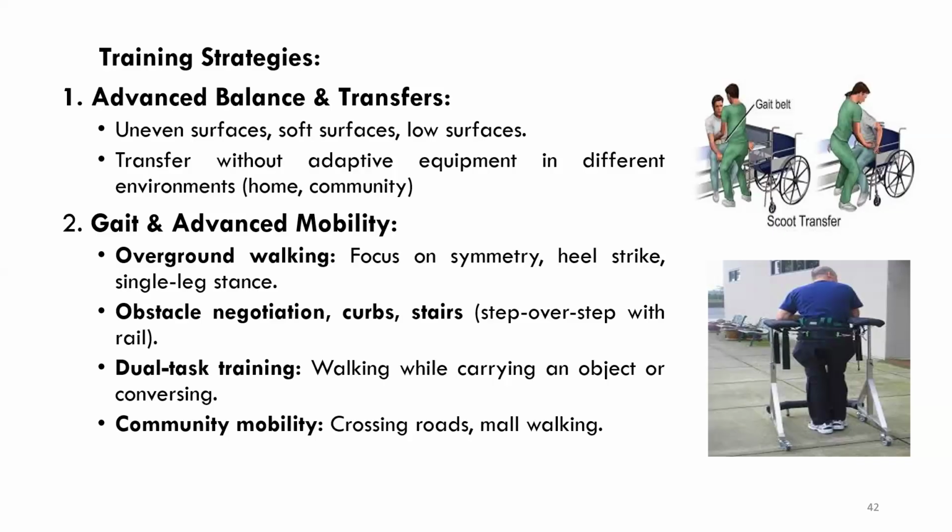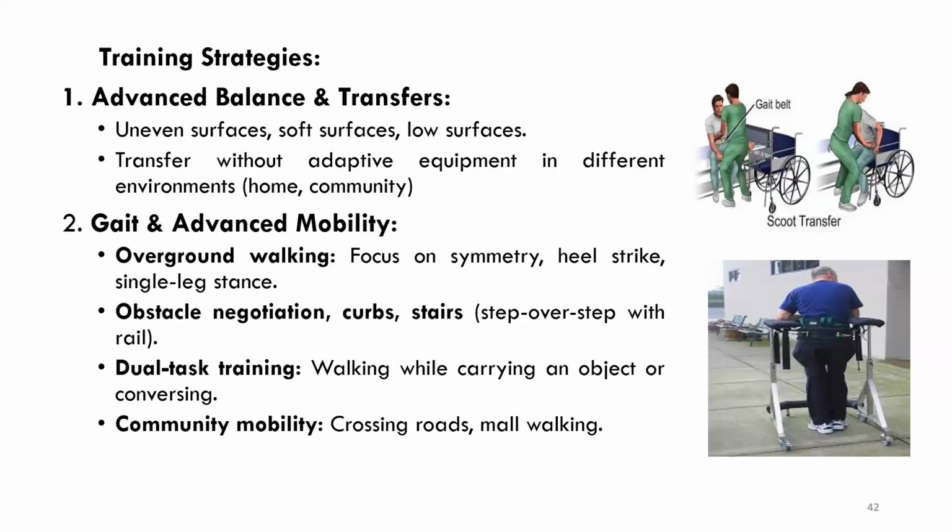So gait and advanced mobility: you encourage overground walking. By doing this, you are concentrating your management or rehabilitation to ensure symmetry within your patients in terms of weight distribution between the left and the right. You encourage heel strike. Why? Because you don't want to have shortening, especially in the TA aspect. You encourage single leg stance. By doing this, you are teaching balance, and of course, you are also strengthening the lower limb.